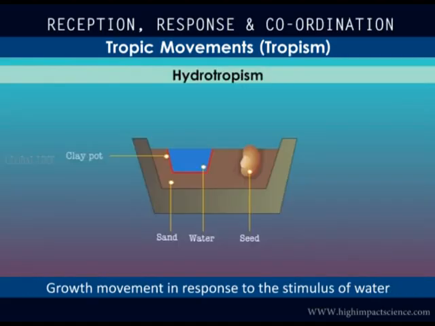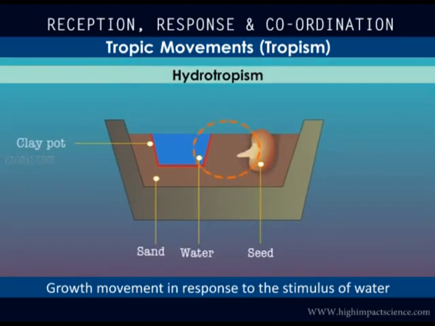Growth movement of plants in response to the stimulus of water or moisture is called hydrotropism. In this setup, we can see that the bean seed has its roots growing towards water. Water is the stimulus that has led to this directional growth movement of the root.